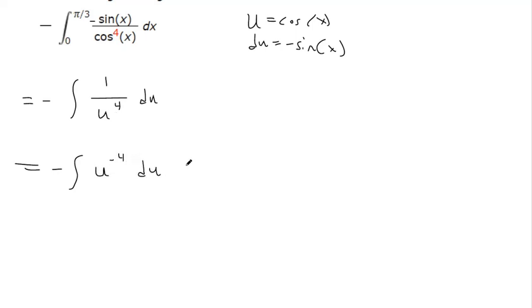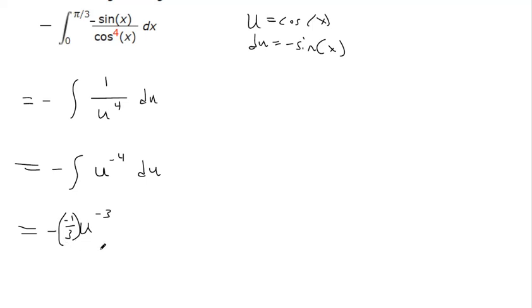And when you find an antiderivative, you're going in the opposite direction of a derivative, right? A derivative means the power decreases by 1. The derivative of u to the negative fourth would be u to the negative fifth. The antiderivative means the power goes up by 1 instead of going down by 1. So the antiderivative of u to the negative fourth is going to be u to the negative third times the reciprocal of that power.